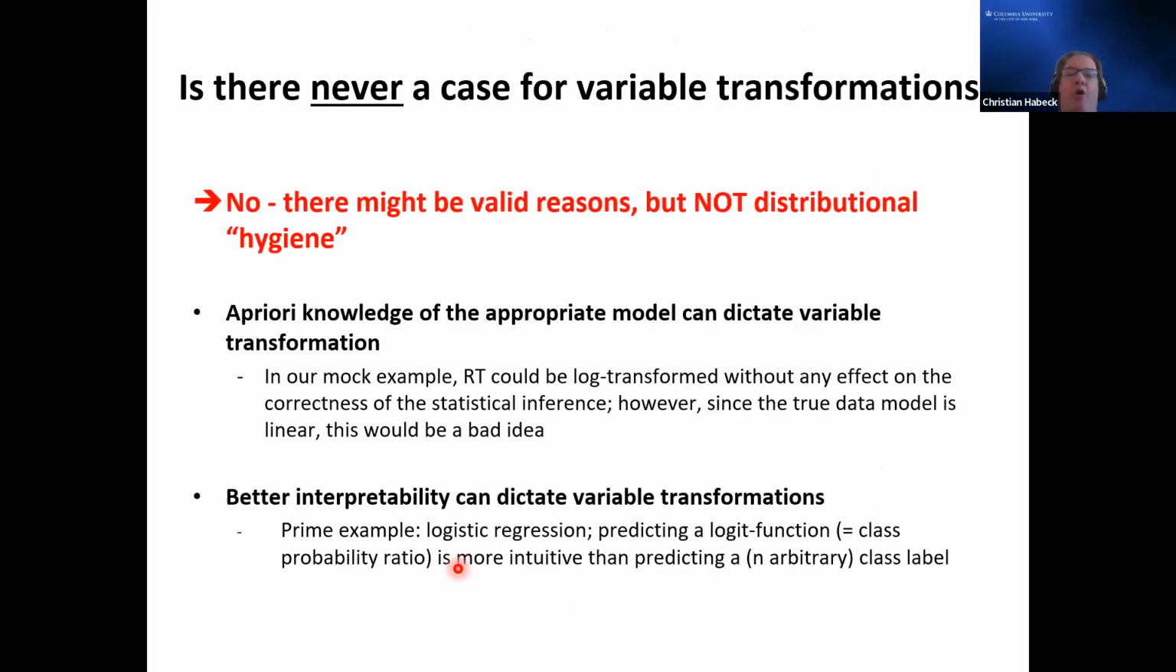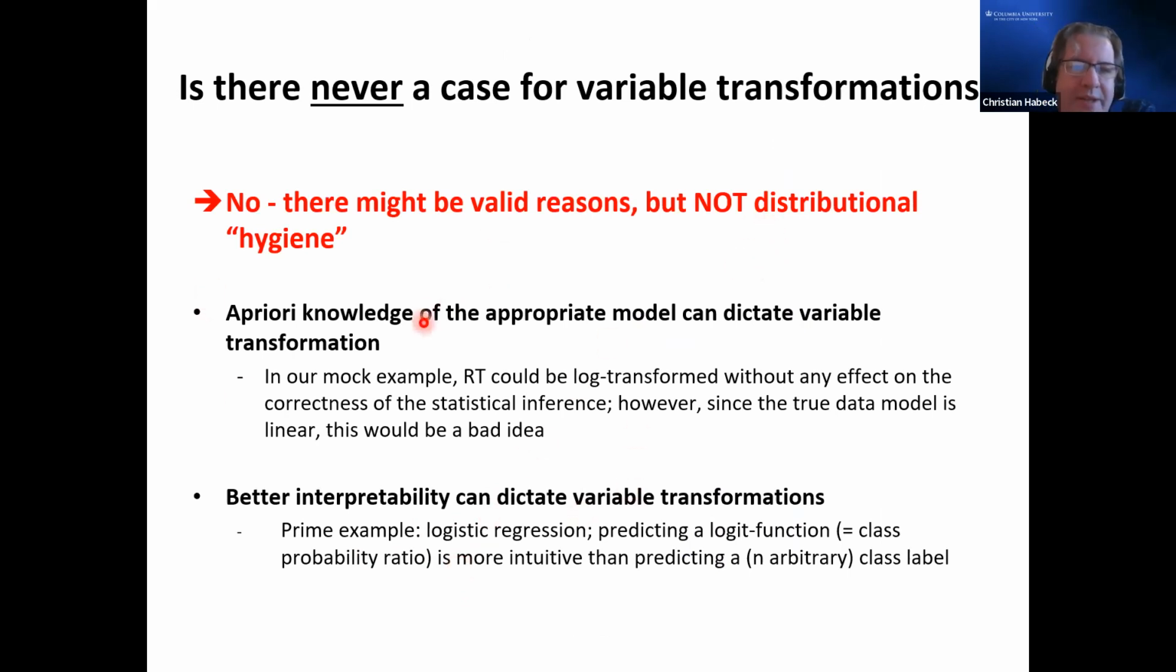So now you could ask, is there never a case for variable transformations? No, there might be a case for variable transformation, and there are valid reasons. Just what I'm trying to convince you of is not the distributional hygiene. You shouldn't start transforming variables only because they look strange in the distribution. There might be good reasons for transforming.